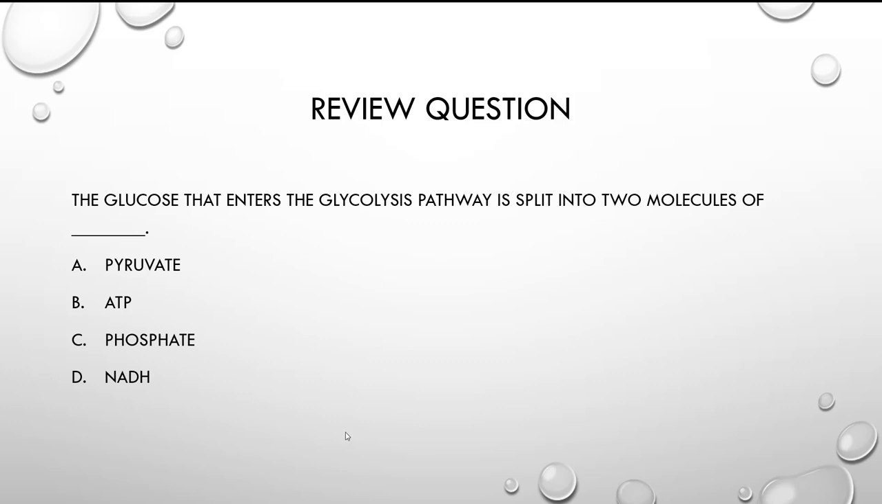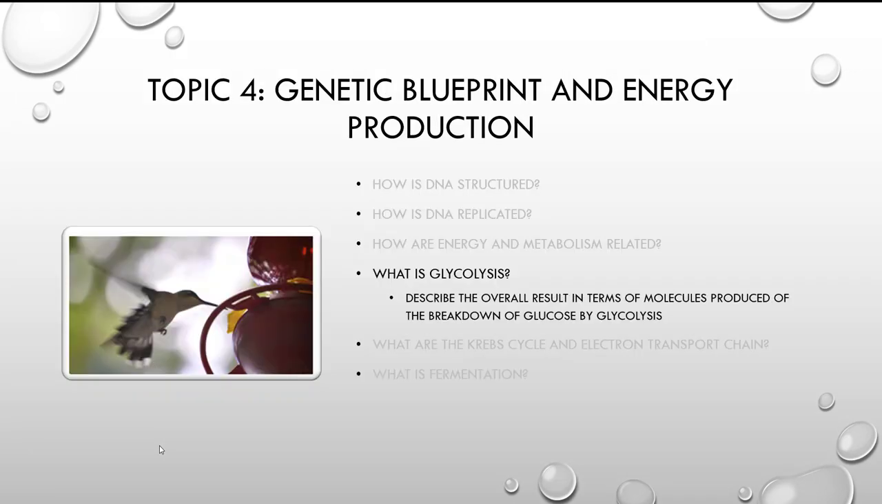So let's do a review question, make sure we understand it. The glucose that enters the glycolysis pathway is split into 2 molecules of, is it A, pyruvate, B, ATP, C, phosphate, or D, NADH? If you chose pyruvate, I would agree with you. So remember glucose, 6-carbon, and we split it into 2 3-carbon pyruvate molecules.